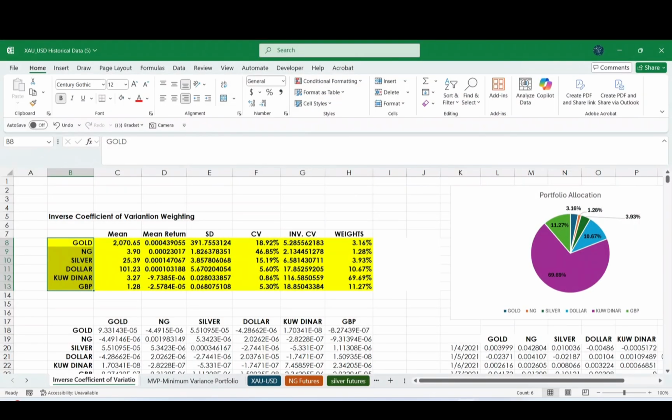Okay, today we will analyze how we can allocate assets in a portfolio.